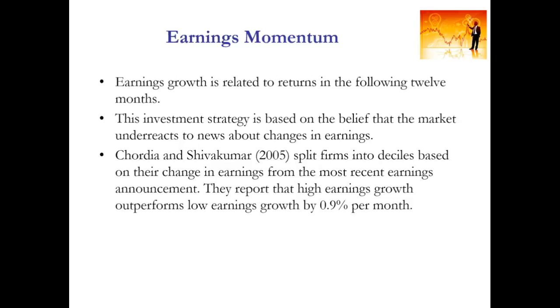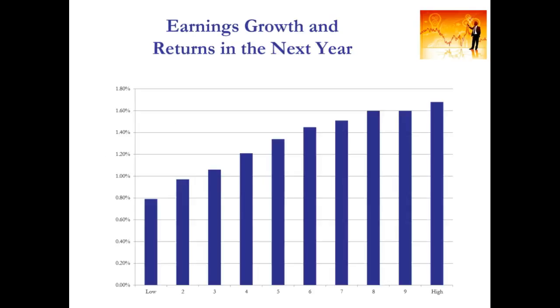A study by Chordia and Shivakumar looked at splitting stocks into portfolios based on their change in earnings from the most recent earnings announcement, and they actually report evidence that high earnings growth stocks outperform low earnings growth stocks by about 0.9% per month. So this is consistent with this idea that using growth in past earnings can be a way that you can identify those stocks with growth prospects, and this appears to have some merit as an investment strategy based on the philosophy that investors are not fully incorporating those growth prospects into the price.